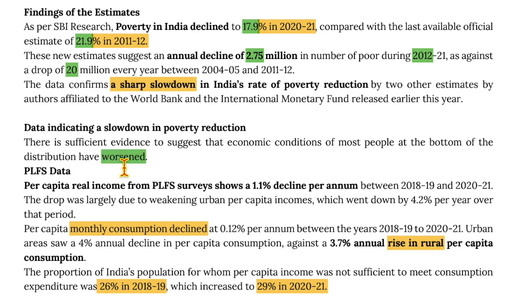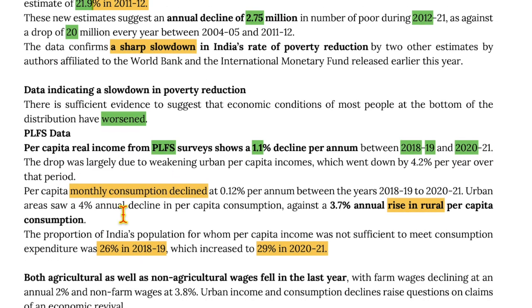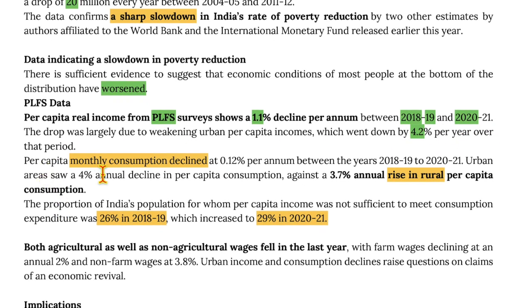Now, regarding the PLFS data, per capita real income from the PLFS survey shows a 1.1% decline per annum between 2018-19 and 2020-21. The drop was largely due to weakening urban per capita income, which went down by 4.2% per year over that period. The per capita monthly consumption declined at 0.12% per annum between 2018-19 and 2020-21. Urban areas saw a 4% annual decline in per capita consumption against a 3.7% annual rise in rural per capita consumption.